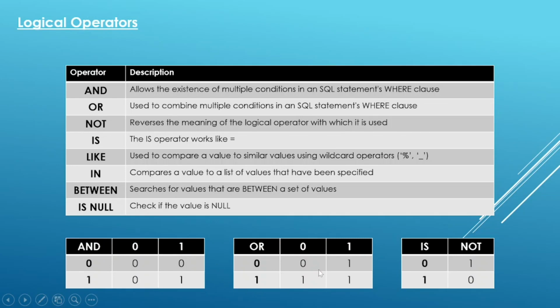OR is almost the opposite of that, any of the conditions returning true. So 1 and 0, 0 and 1, 1 and 1, you will always return a true. Only if all the conditions are false, then you will return a false, which is here. And the opposite of NOT is... the opposite of true being false, false being true is implied in this table. Now let's see this in practice for better understanding.